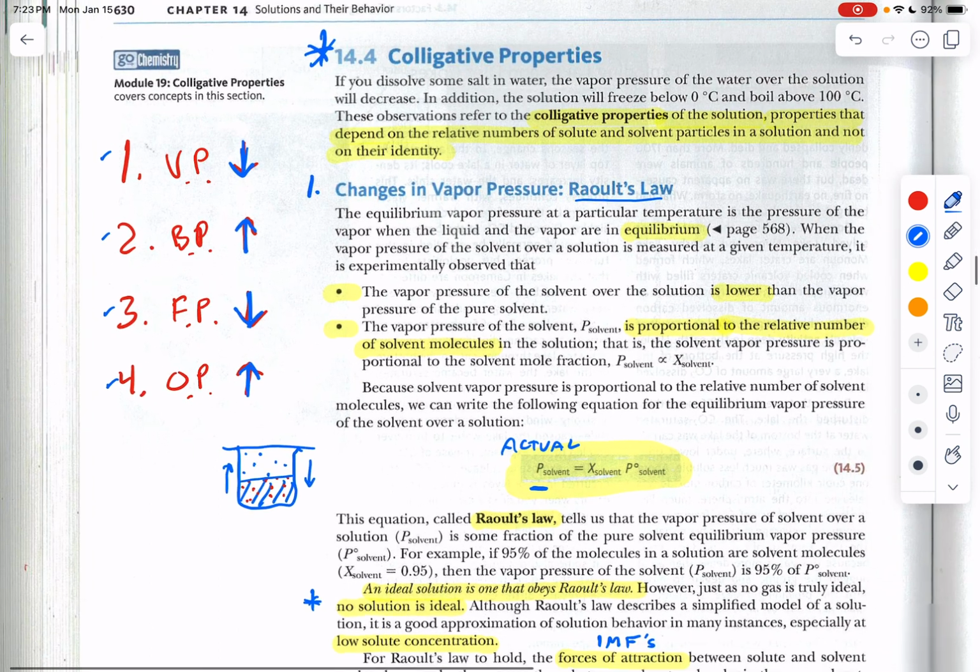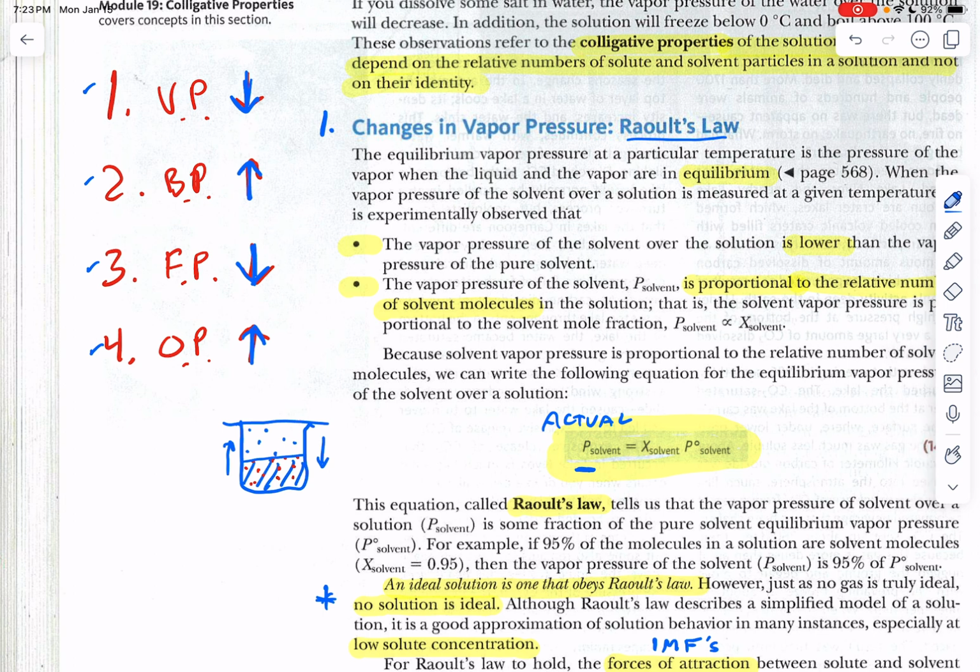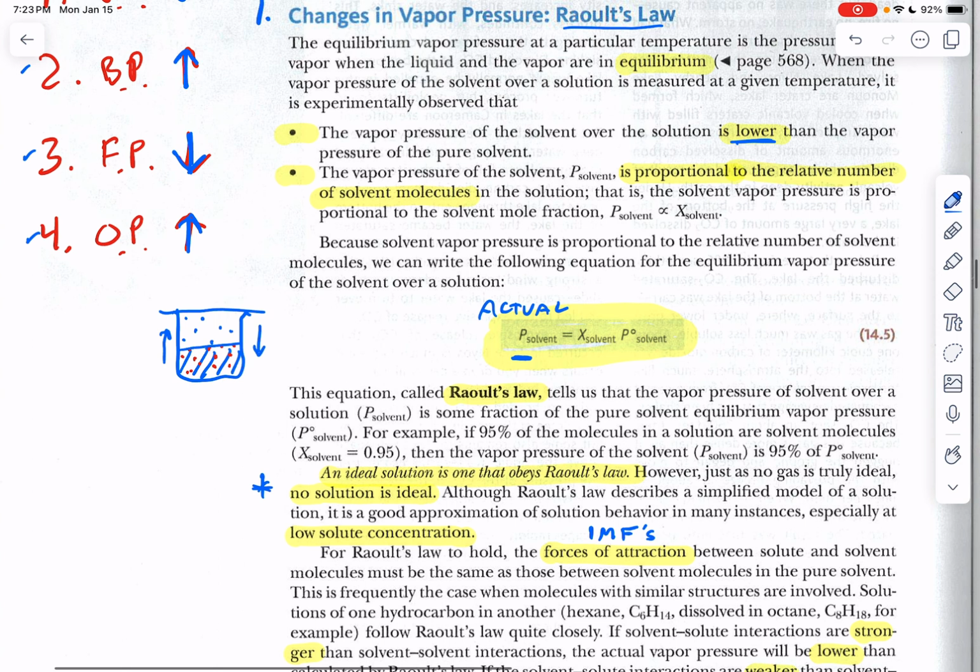So if we look at our 2 bullet points, the vapor pressure of the solvent is going to be lower because of the presence of the solute, and the vapor pressure of the solvent is going to be proportional to the amount of solute that we add. The more solute, the more it'll interfere with evaporation, and the more the vapor pressure is going to be reduced. And the proportionality, the way that we figure out what that new pressure is going to be, is by finding the mole fraction.